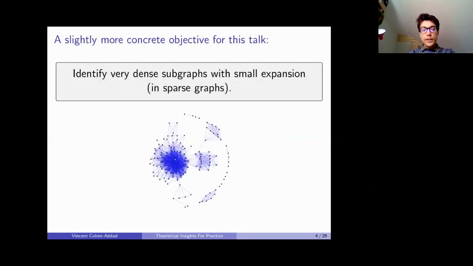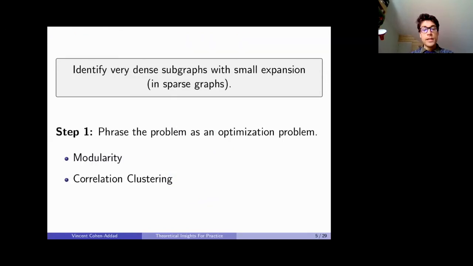The concrete goal for this talk is to give algorithms that identify very dense subgraphs with small expansion in sparse graphs, or somewhat sparse graphs. If we can do it, that's a plus, because often these graphs are sparse. There are not that many edges, but if there are things that look like cliques with nothing outgoing, then that's something we'd like to find. That seems interesting.